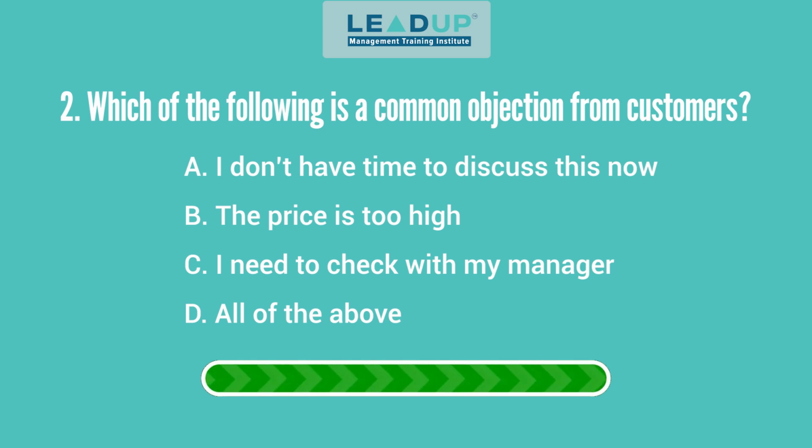Question 2. Which of the following is a common objection from customers? A. I don't have time to discuss this now. B. The price is too high. C. I need to check with my manager. And D. All of the above. Answer: all of the above.